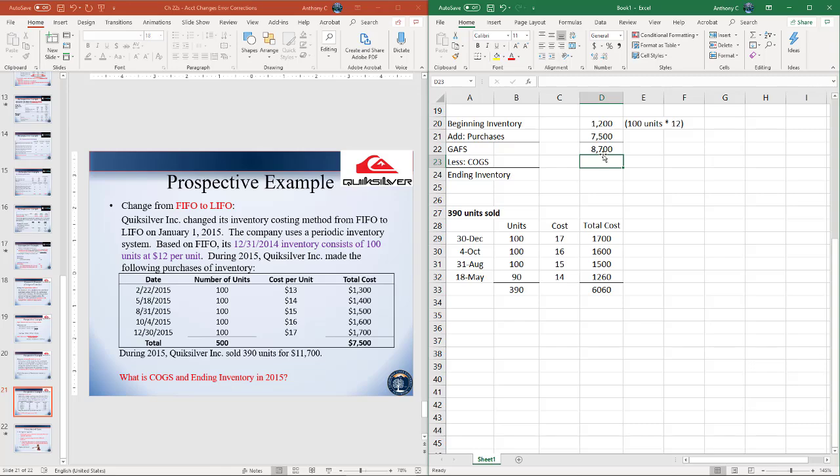We can plug this in back up here. Right, and once we've determined our cost of goods sold, we can figure out ending inventory. It's just the difference between our goods available for sale and our cost of goods sold, for $2,640. Right, so in 2015, ending inventory is $2,640, and our cost of goods sold we determined to be $6,060. Right, so as you can see, for a prospective adjustment for a change in principle, this is much more straightforward and easier to do.